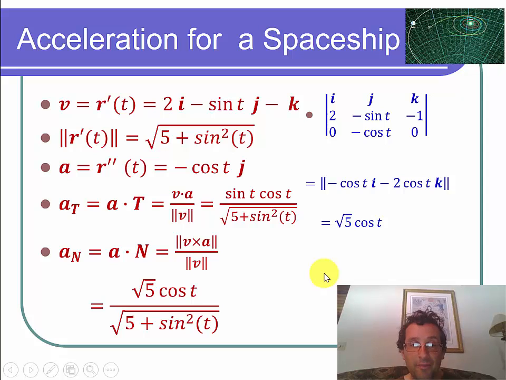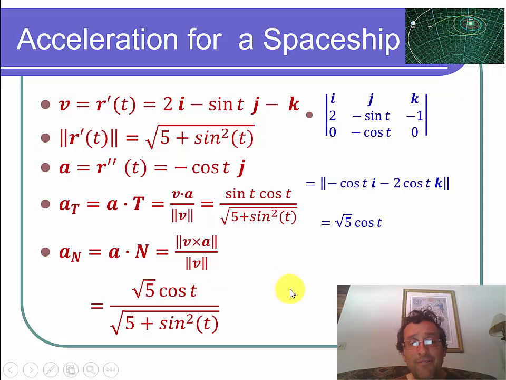So we can put this together. And we can say that the normal component of the acceleration, or the centripetal acceleration, is root 5 times the cosine of t over the square root of 5 plus sine squared of t. Just note this works when t is in the first quadrant. If the cosine of t is negative, you need absolute values. I simplified things, we're just assuming it's in the first quadrant. And that's it. We've now found both the tangential components of acceleration and the normal components of acceleration.